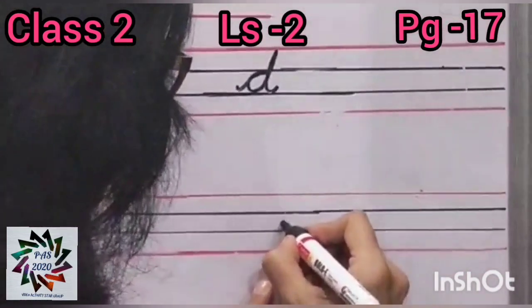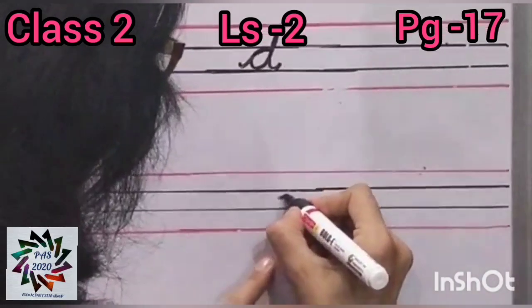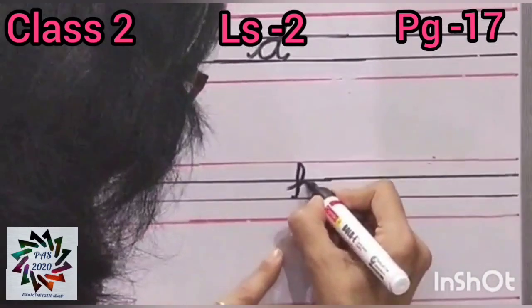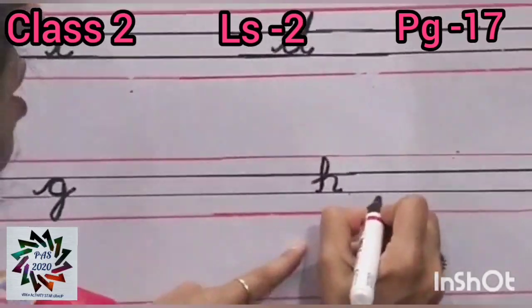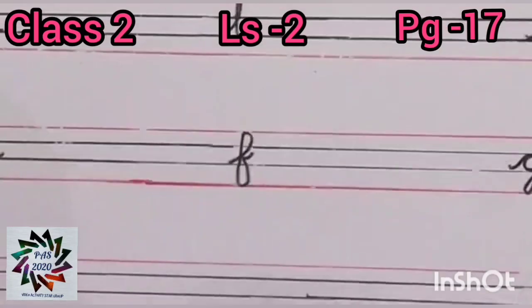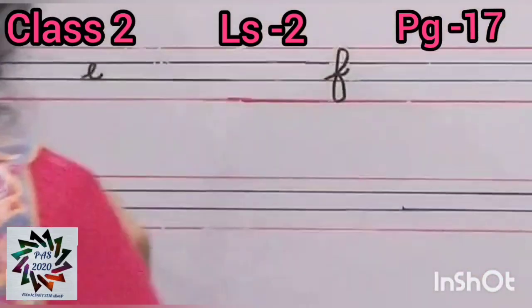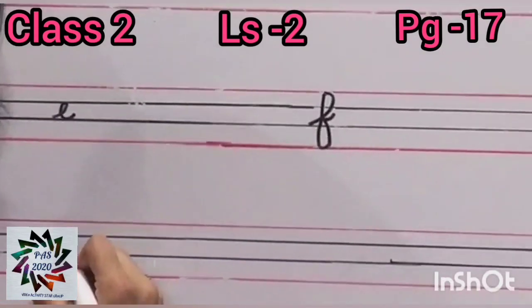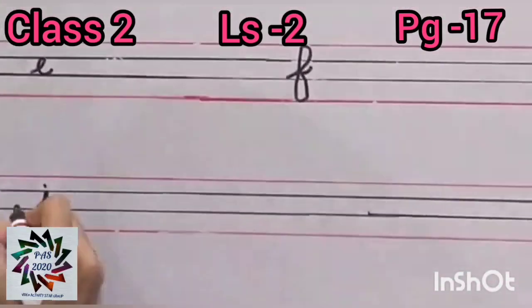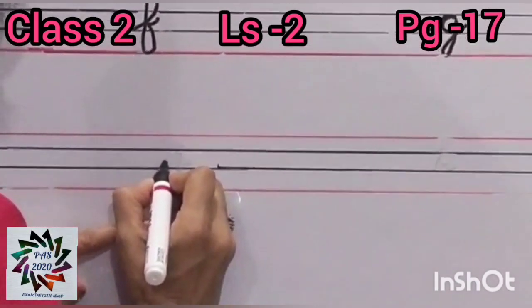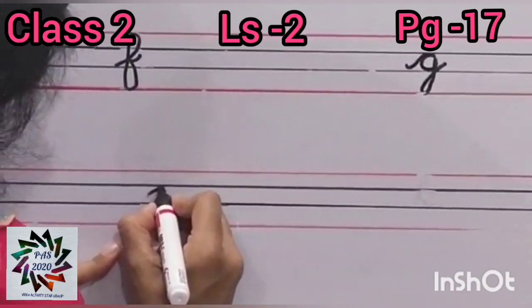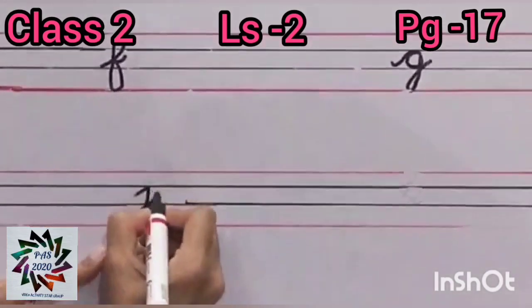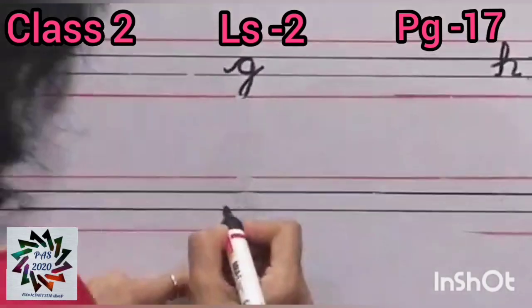Next letter is H. Just above from the third line, make a loop. Then start from the second line and little curve on right. E, F, G, H. Next letter is I. Start from the second line, make a slant till second line and dot I. For J, just little above from the second line, slant way till second line, come down at the fourth line, make a loop and a dot.